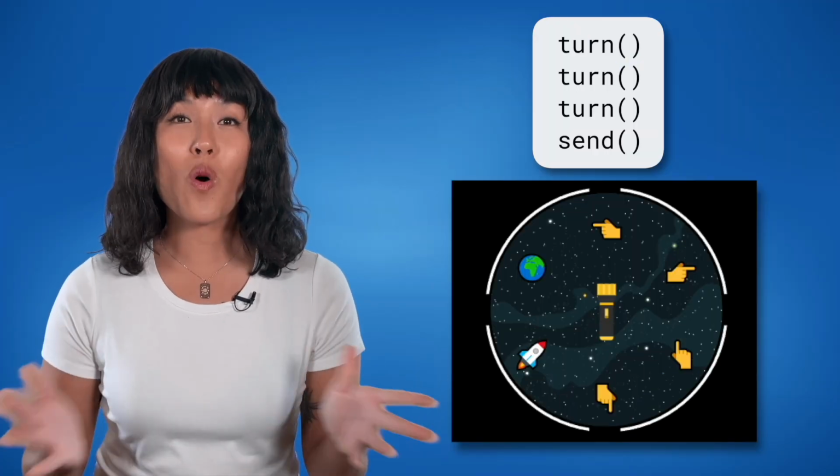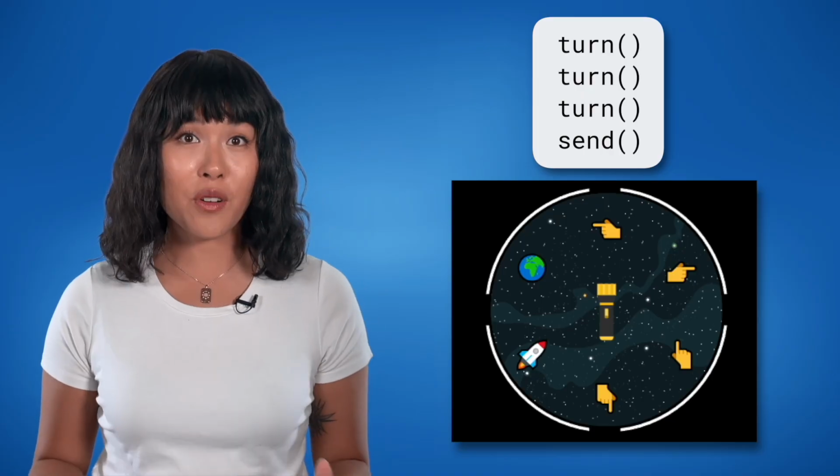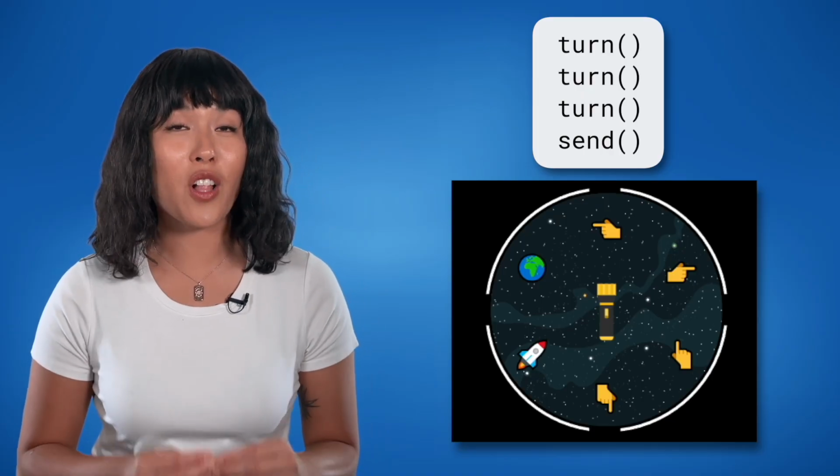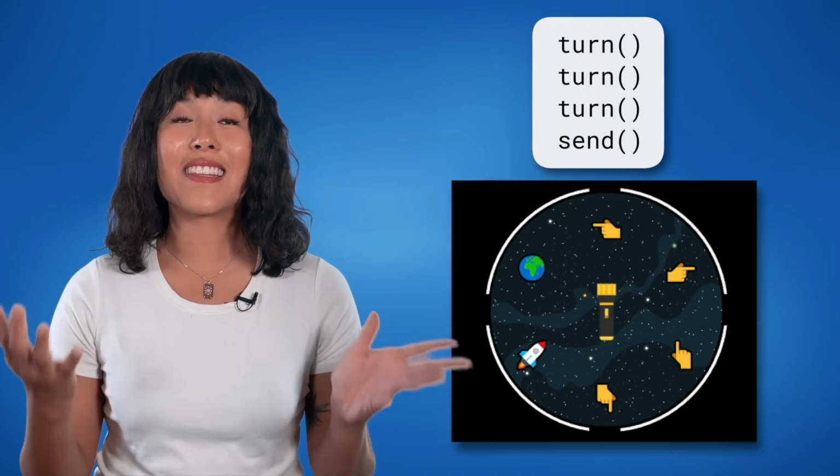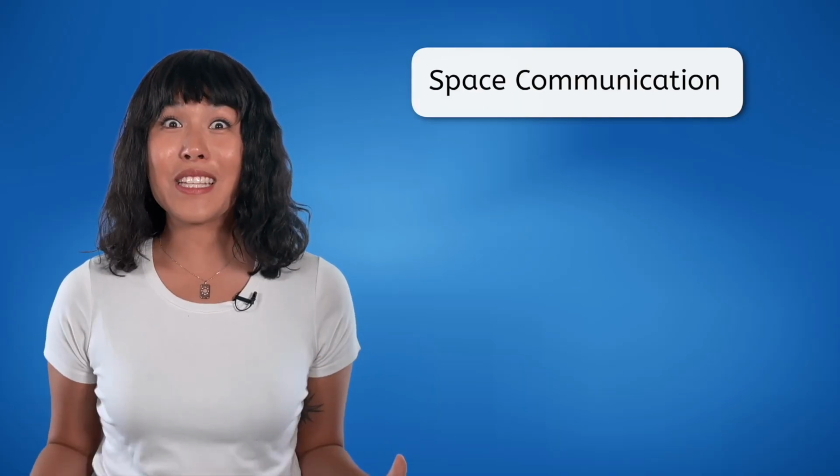That's right! We only sent 2 calls to the turn function when we really needed to call it 3 times. Now, the code is correct and should send the correct symbol. Now that you have the hang of it, pause the video here and finish the rest of the space communication tasks and send some more messages to my friends.